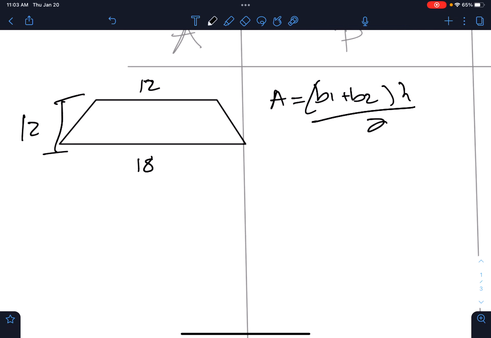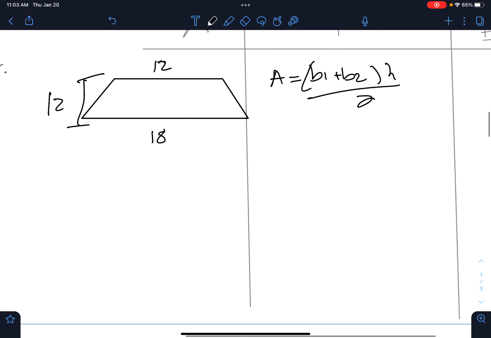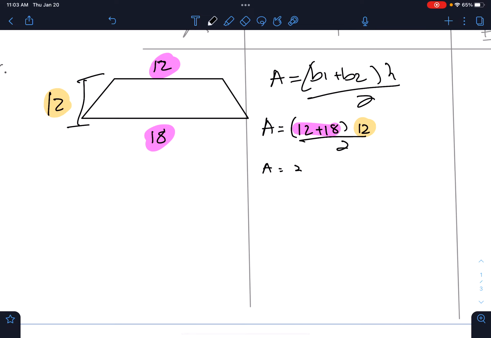Here, I am going to take the shortcut because I do not like doing all that whole math. So we're going to have 12 plus 18, which are the bases, times 12, which is the height, and all of that is divided by 2. 12 plus 18 equals 30. And then we still have to multiply that times 12 and then divide by 2.